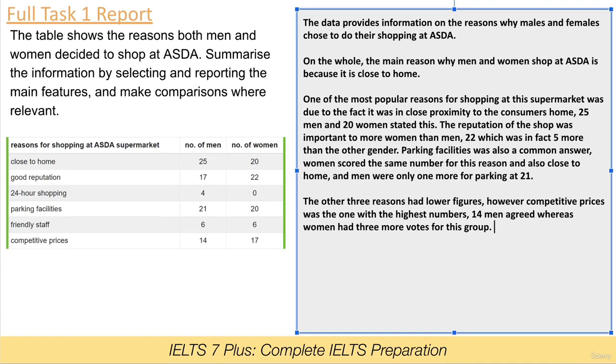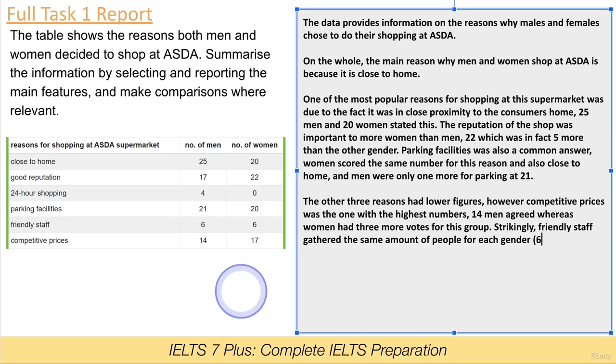Okay, so competitive prices. Now let's talk about friendly staff. So strikingly, they were the same, 6 and 6. Friendly staff gathered the same amounts of people for each gender. And then I like a bracket, we can put 6.